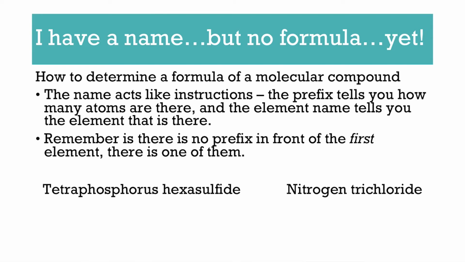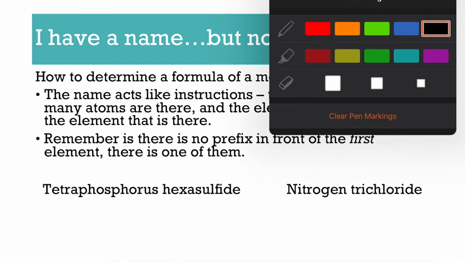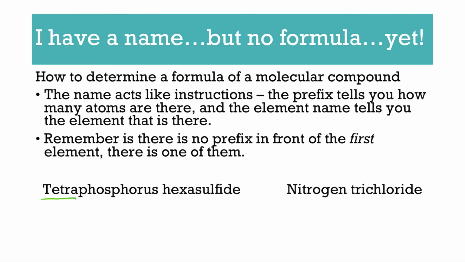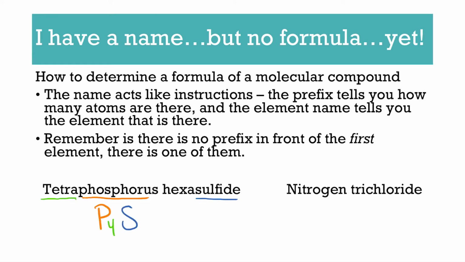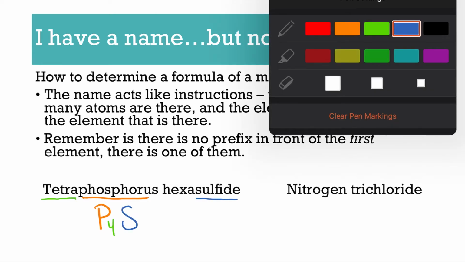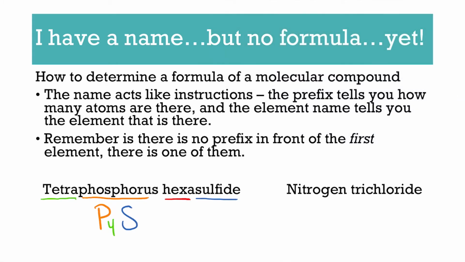So now we're going to go the opposite way. If you have a name and no formula, what do you have to do? Again, the name is instructions. It's a map to how to build the compound. So we're going to work the same way. So we have tetra, and we have phosphorus. So phosphorus is P, tetra is 4, and then we have sulfide, so sulfur, and hexa is 6. So you get P4S6, and that's it.